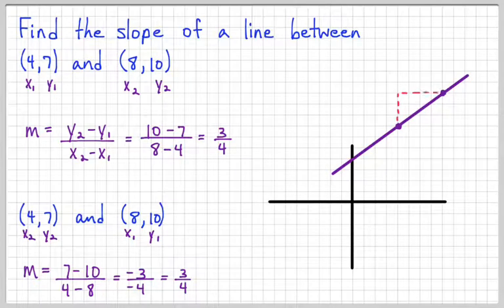Now just to show you, here are the 2 points. This is 4,7 and this is 8,10. So you can see that to get from the left one to the right one, the rise is positive 3 and the run is positive 4. So the slope is 3/4.